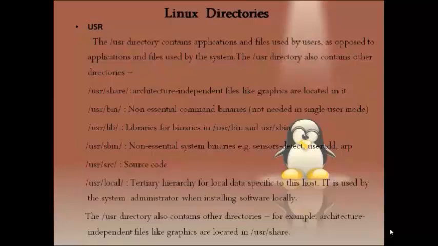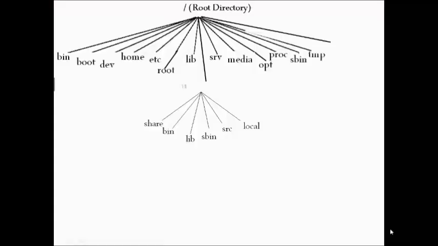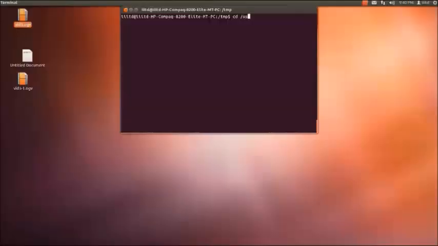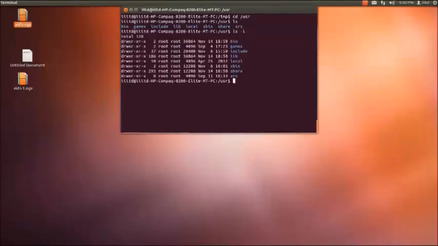Next we have the /usr/local. Tertiary hierarchy for local data specific to this host is stored here. It is used by the system administrator when installing software locally. We now go to the usr directory and list its contents. These are all the subdirectories within the usr directory. We also use the command ls -l to display the directories along with their respective permissions and date and time of creation.